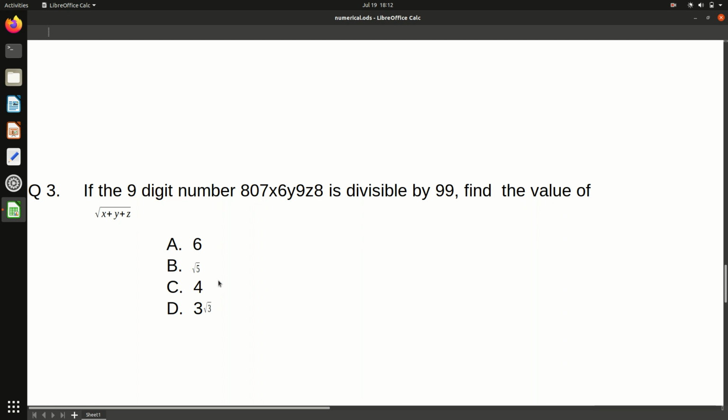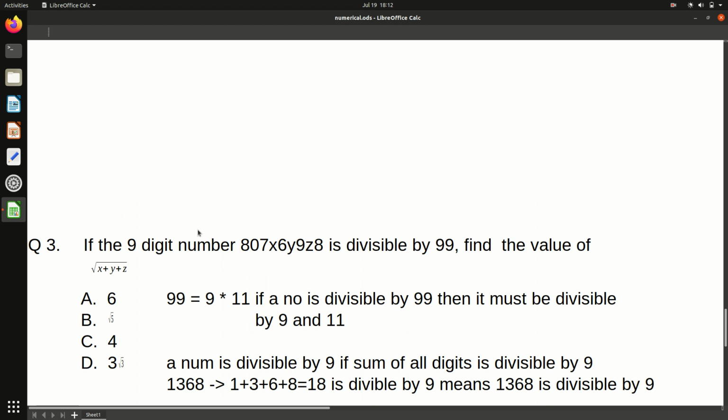So see, whenever you have this type of question, we basically have to find the value of under root x plus y plus z. So let us see the solution.